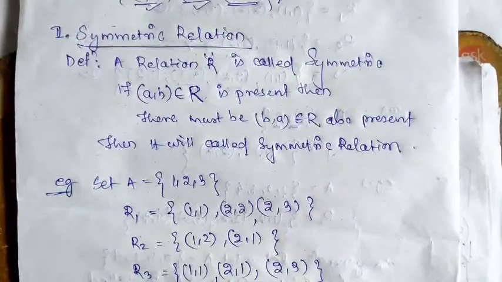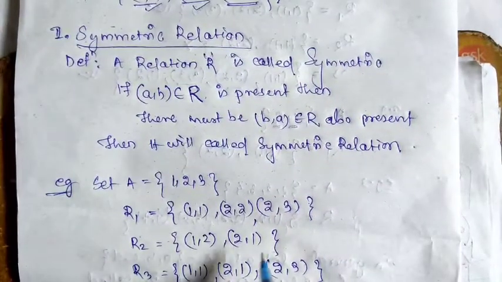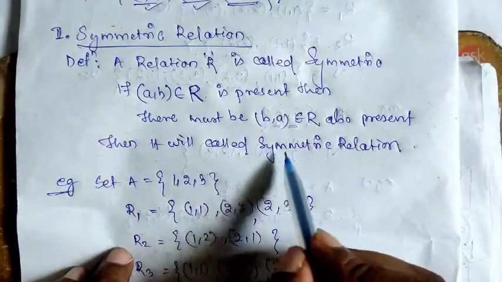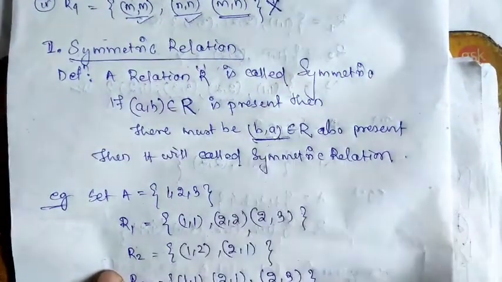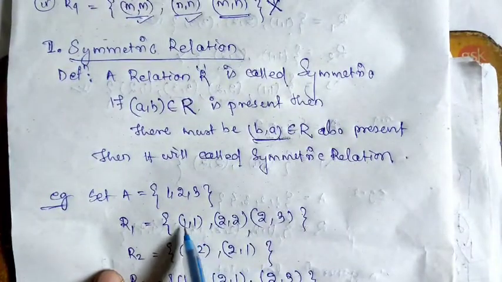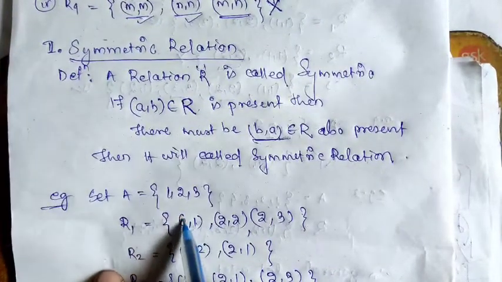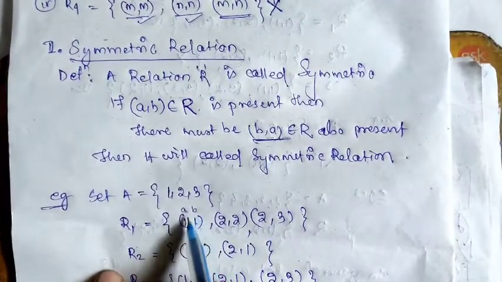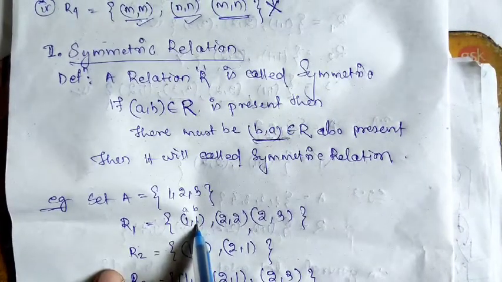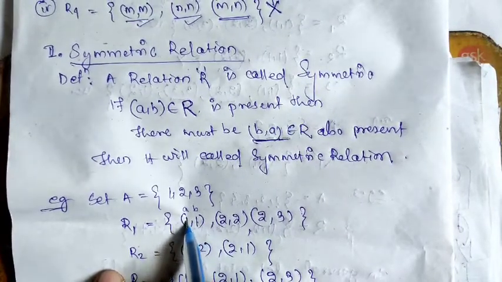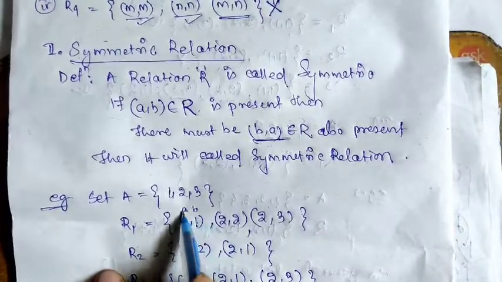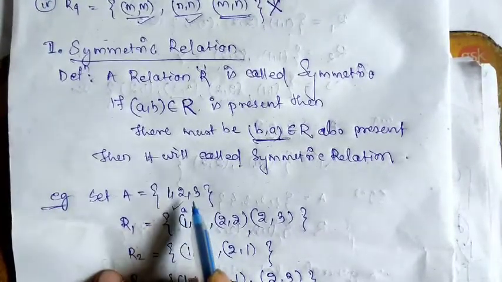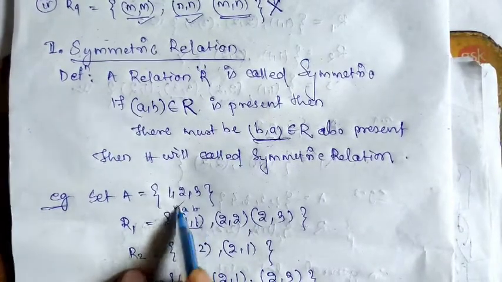Now we check according to the definition. If BA is present, BA means the alternative numbers. For 1, 1, if we consider 1 as A and the second one as B, then the alternative is present. One condition is satisfied for one order pair.